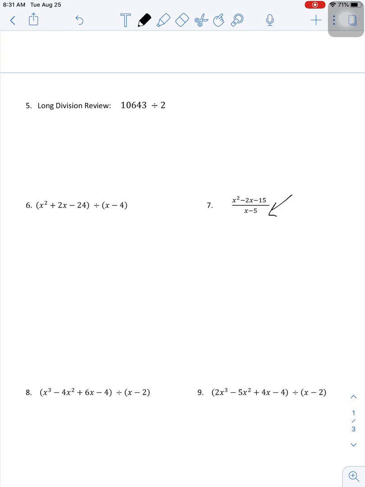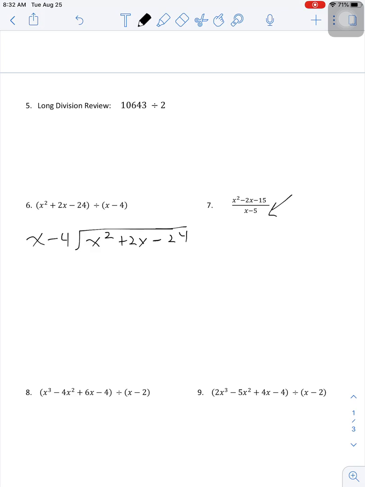When you're doing long division with polynomials, what we're dividing by is going to come out front. The polynomial divided by a monomial is the easier one out of the two situations. I'll do a couple of these, and like I said, we're going to spend at least a couple of days working on this.